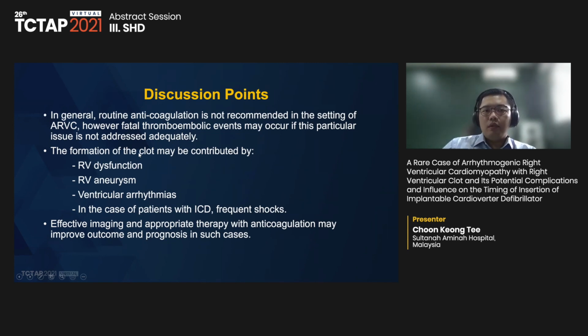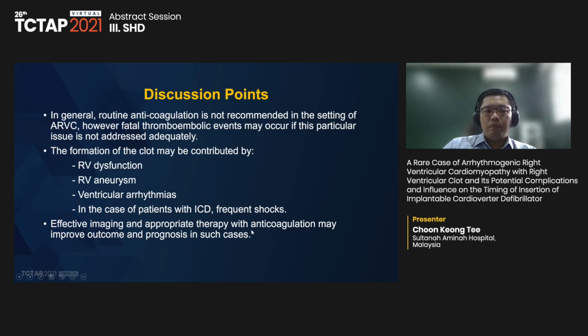I postulate that the formation of the clot may be contributed by a few factors. Mainly RV dysfunction, very similar in pathogenesis to LV dysfunction. Also, in later stages of ARVC, there might be presence of RV aneurysm. In fact, there might be multiple foci of RV aneurysm where clots can also form. Of course, frequent ventricular arrhythmias, including arrhythmias that abort by themselves, can also cause clots to form. And in certain cases, in patients with an ICD already inserted, when there are frequent shocks, clots may also be formed.